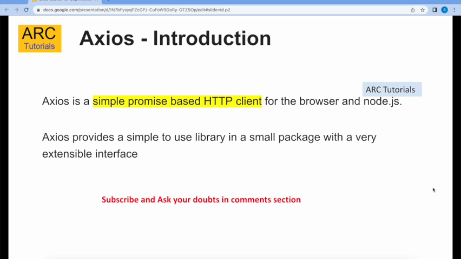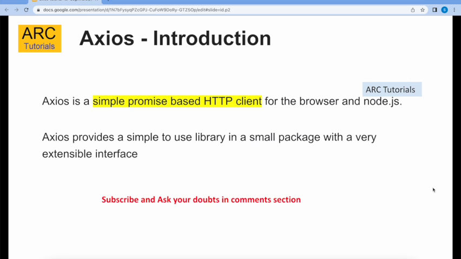Axios is a simple promise-based HTTP client for the browser and Node.js. Axios provides a simple to use library in a small package with a very extensible interface. Now, there are a couple of important things here that you should know. For one, in most React applications or Express.js or Node applications, this is what is used heavily. That's number one: Axios is used heavily.